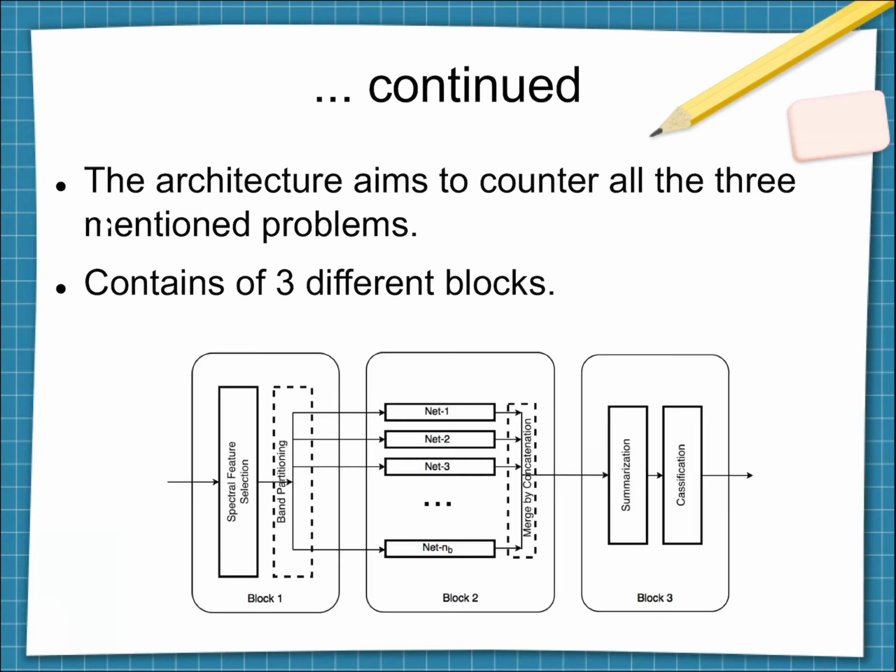Block 1 takes a P cross P cross NC input volume, where NC is the number of spectral channels and P cross P is the number of pixels, and performs preliminary feature transformation on the spectral axis. It splits the channels into bands and provides them as the input to block 2, where parallel neural networks are used to extract low and mid-level spectral spatial features. The features or activation maps obtained are then concatenated and fed into block 3.